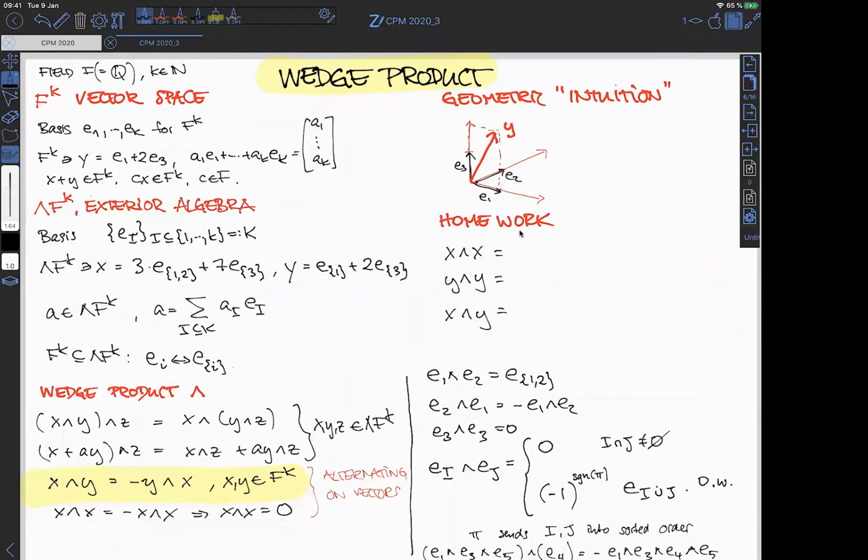Okay, so welcome back. Y wedge y is 0 without any computation because y was a vector, and at the bottom left part of the slide, I convinced you that on vectors the wedge product just disappears. X wedge x, on the other hand, I got this to 41 E1, 42 E1 wedge E2 wedge E3.